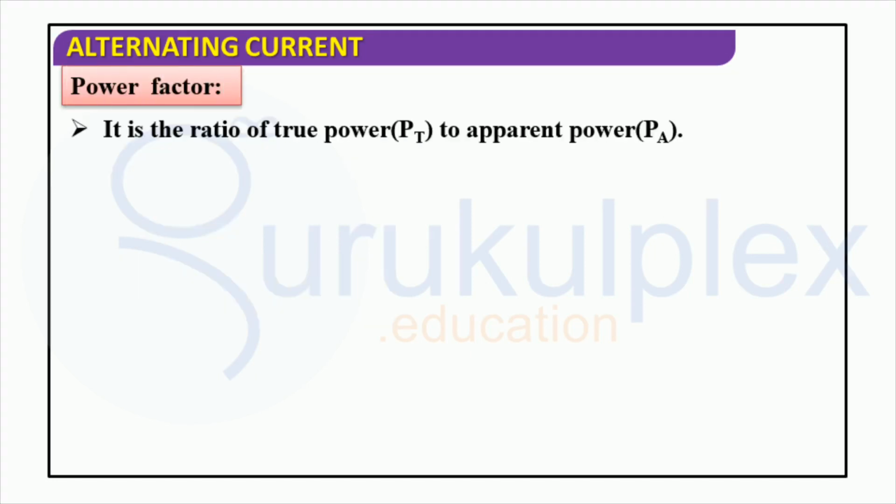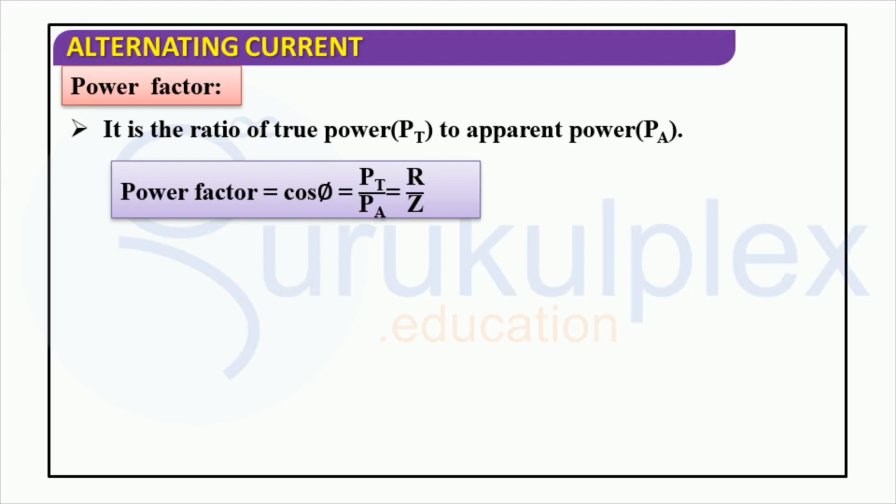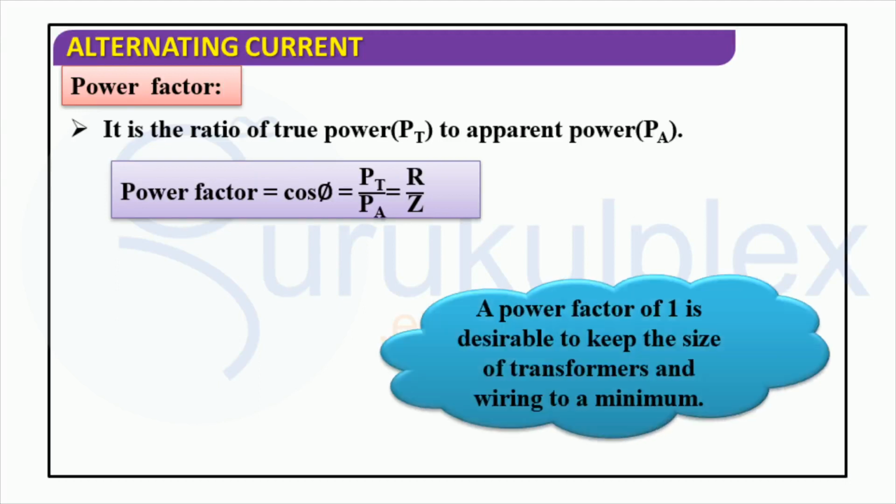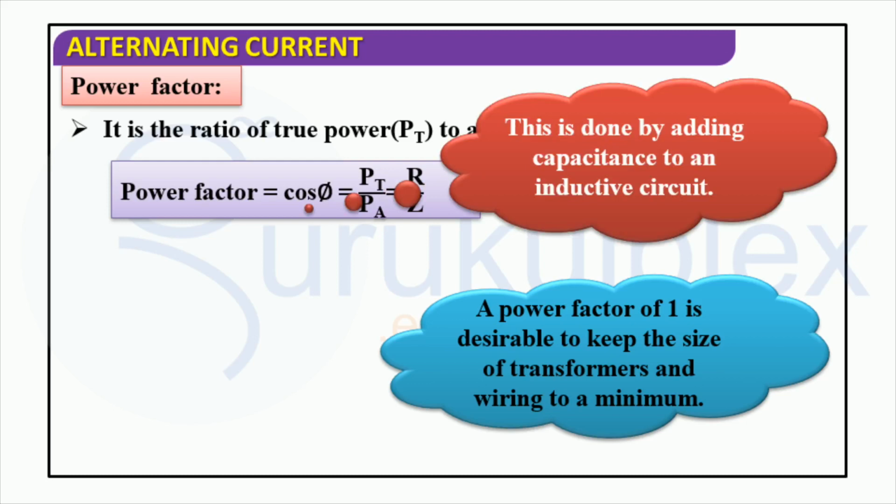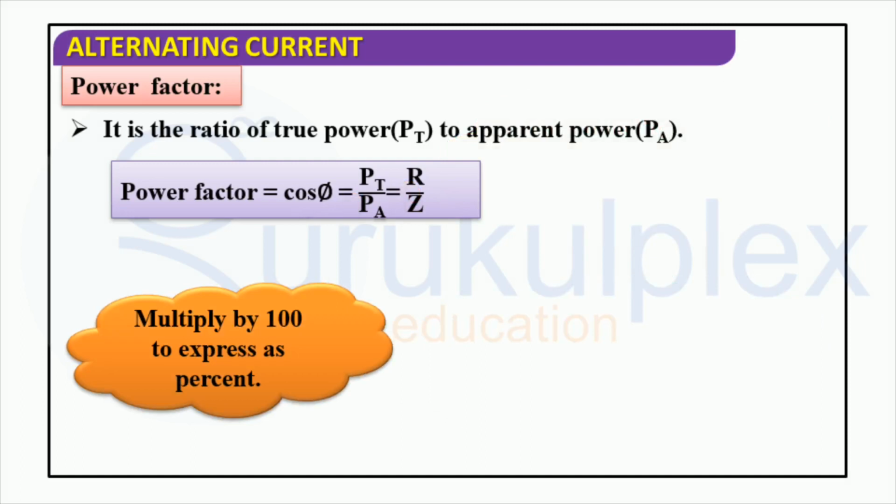Power factor is an important factor to consider when evaluating the efficacy of an electrical system. It is a ratio of true power, also known as active power, to apparent power. To express the power factor as a percentage, it is necessary to multiply the figure by 100. The ideal power factor is 1, which can be achieved by adding capacitance to an inductive circuit, thus enabling a reduction in the size of wiring and transformers.